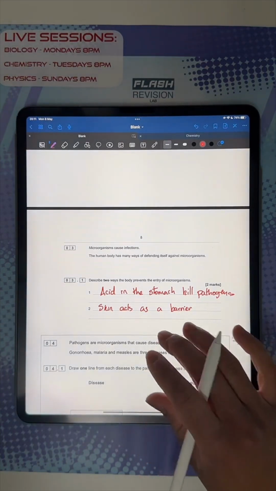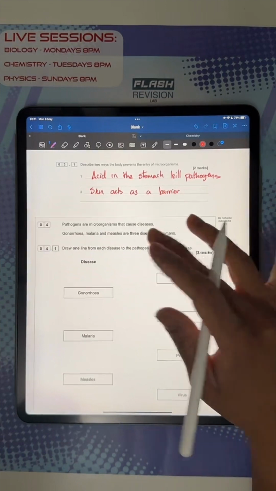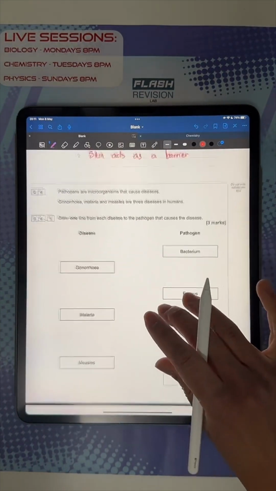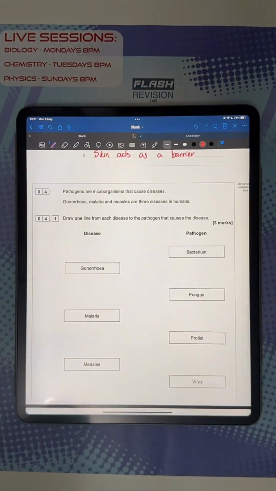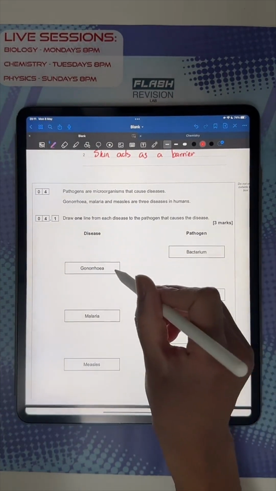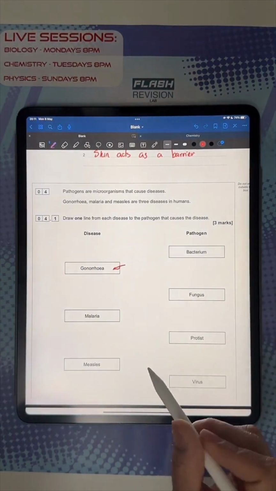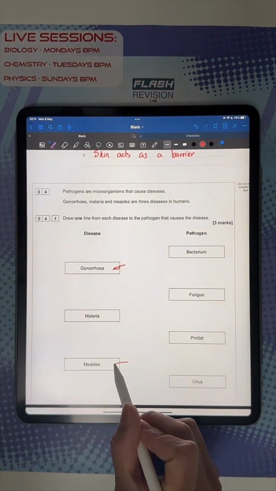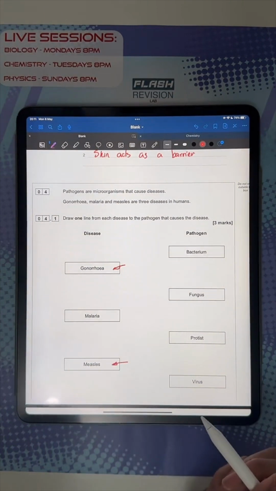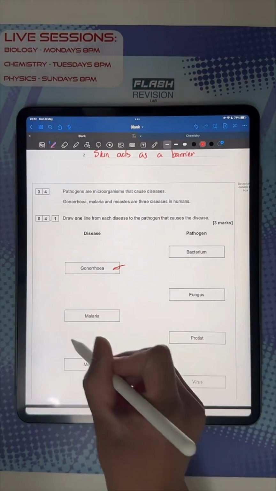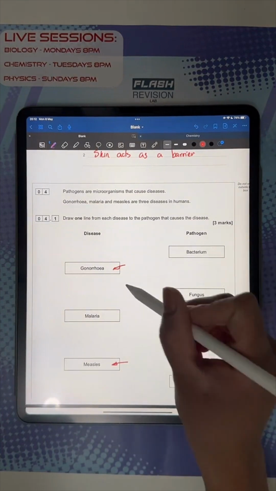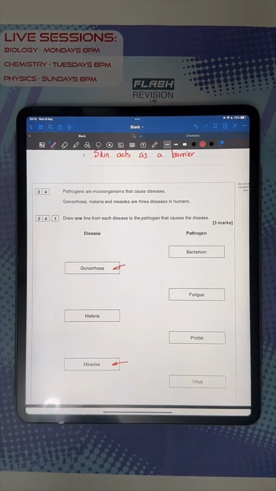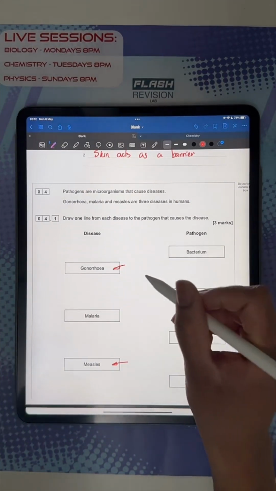Okay, next question. This question is about specific diseases. This is AQA, so only AQA people learn gonorrhea. Only AQA people learn measles, I'm pretty sure. Malaria, everyone needs to know about malaria. Do you guys know which ones connect to what? So what is gonorrhea? Gonorrhea is a bacteria. Excellent.